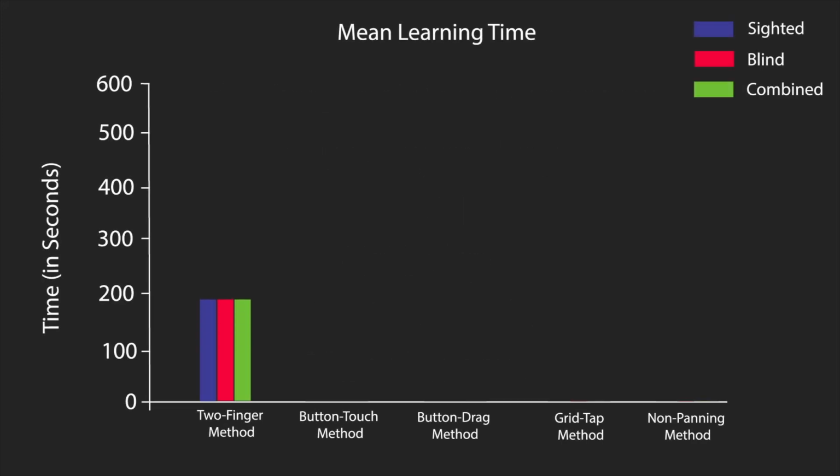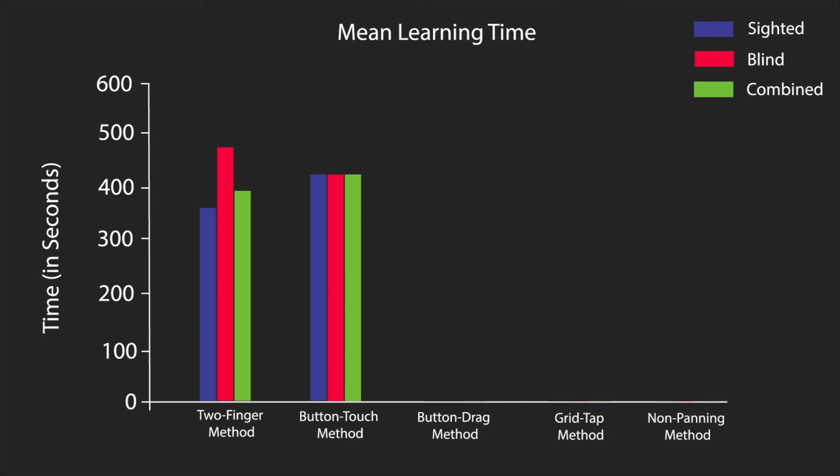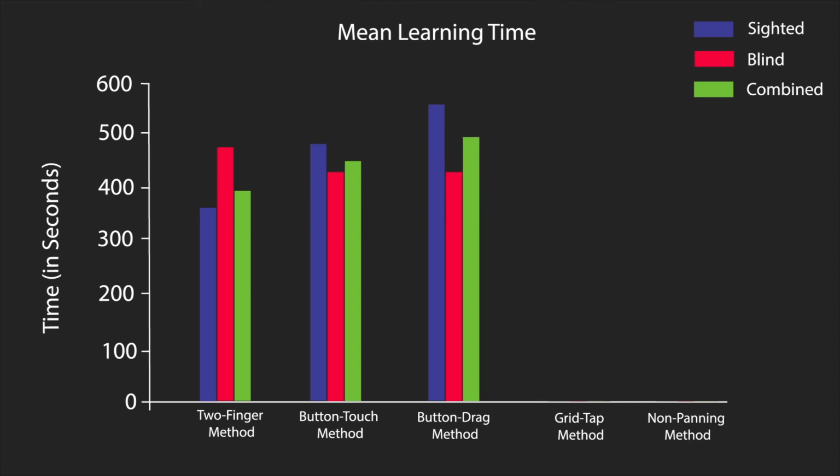Lastly, learning time. Here, the blindfolded group's results show that there were significant differences in learning time between the non-panning method and the 2-finger drag method, meaning these 2 methods were the easiest methods for the participants to use in order to learn the map efficiently, whereas the button drag method showed the longest learning times, indicating that it was the least effective method for users to effectively learn the map.